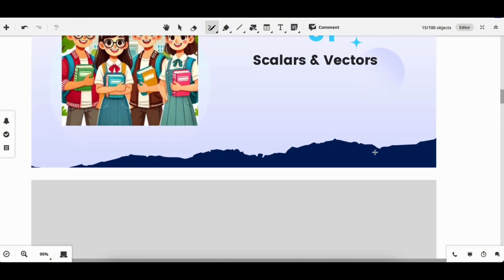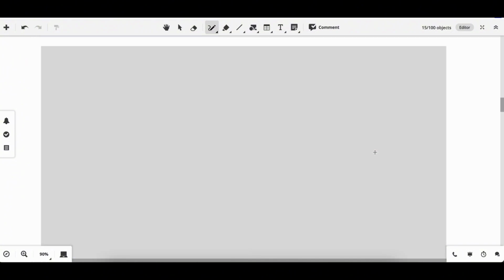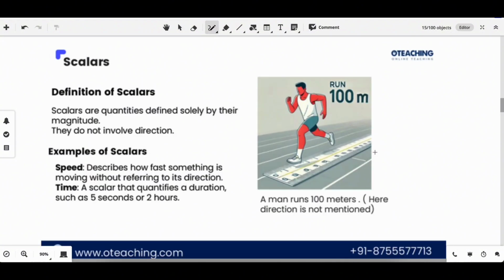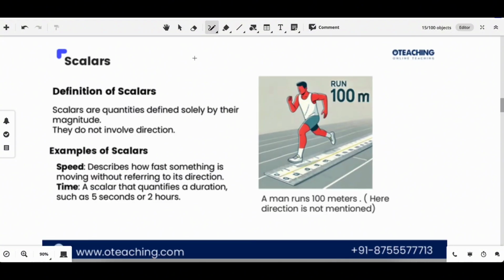So let's start with scalars and vectors now. The first thing that comes up is: what is a scalar? First of all, we must understand what a quantity is. A quantity is something that can be measured. A scalar is a quantity which has only magnitude, and it does not involve any direction.